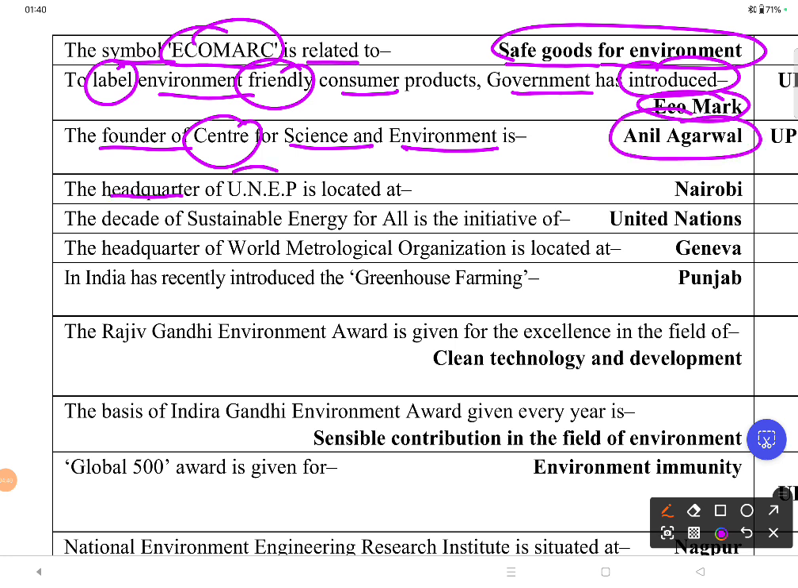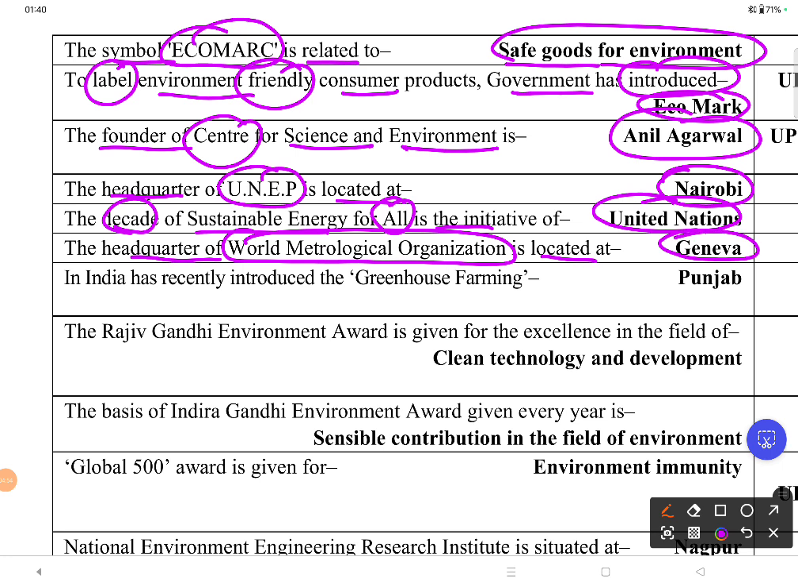The headquarters of UNEP is located at Nairobi. The Decade of Sustainable Energy for All is an initiative of the United Nations. The headquarters of the World Meteorological Organization is located at Geneva. In India, Punjab has recently introduced greenhouse farming.